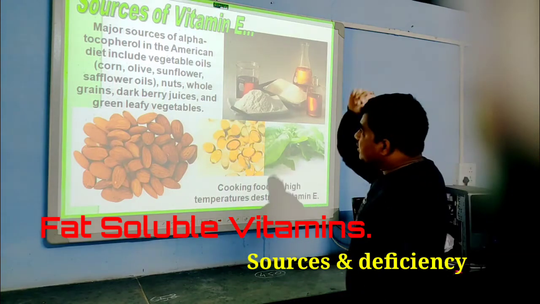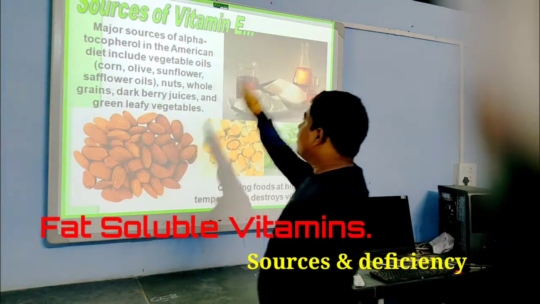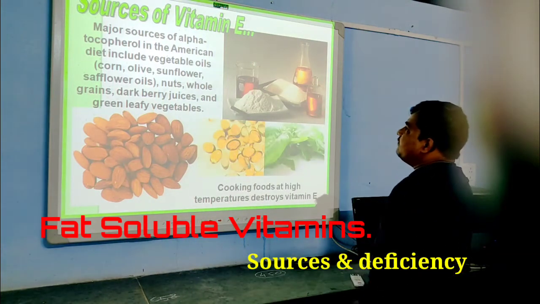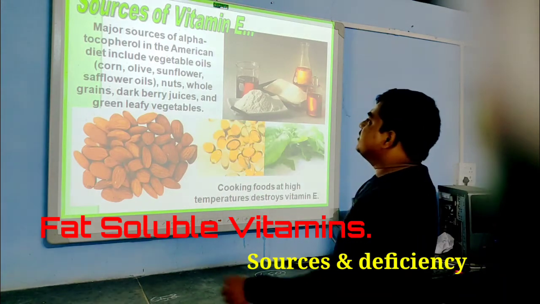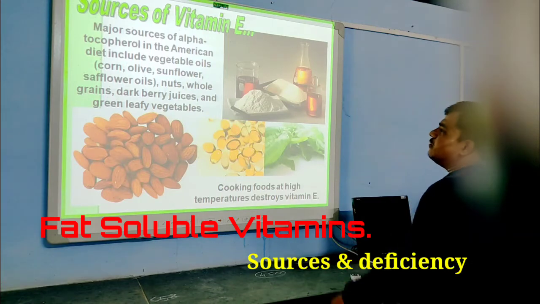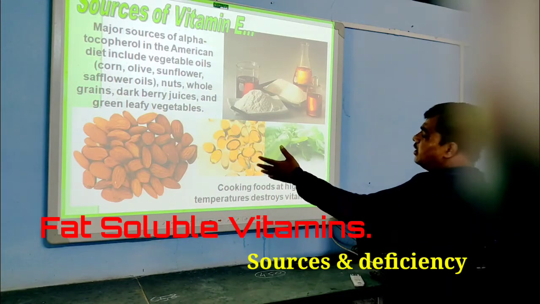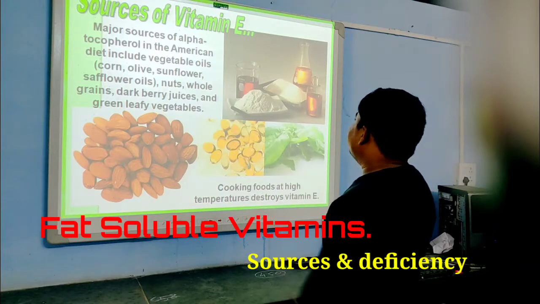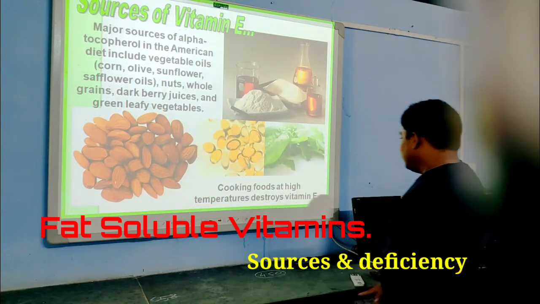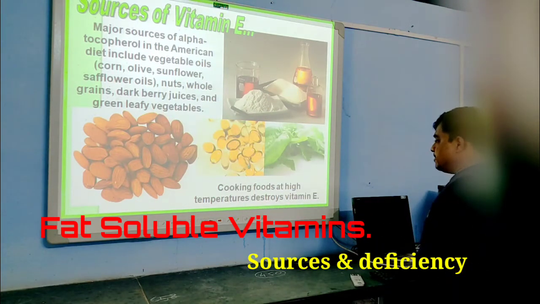Okay, so here are the sources of vitamin E, the major source of alpha tocopherol in the American diet: corn, almond, sunflower, all this. Okay, so in our India also we can take this type of food in our diet for the completion of the particular vitamin.